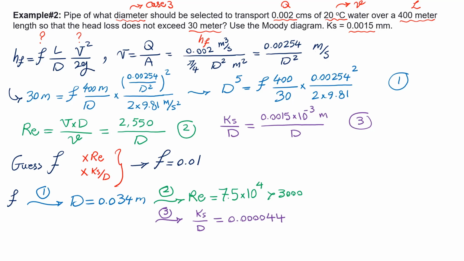All right, so now that I have Reynolds number and relative roughness based on my guessed F value, friction factor, I need to use the calculated Re and K sub S over capital D to find a new F from Moody diagram.